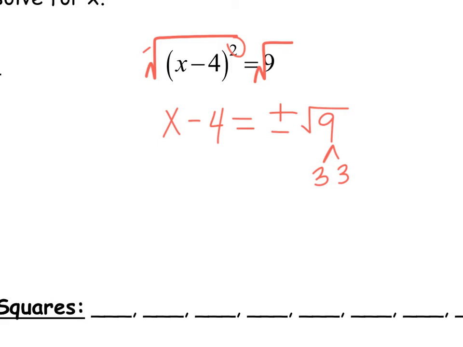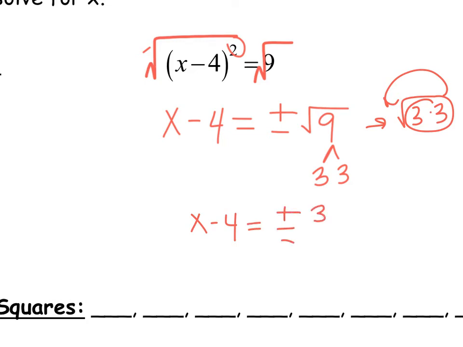So this radical 9 is actually radical 3 times 3. Remember, double on the inside, single on the outside. So x minus 4 equals plus or minus 3. X minus 4 equals plus or minus 3.